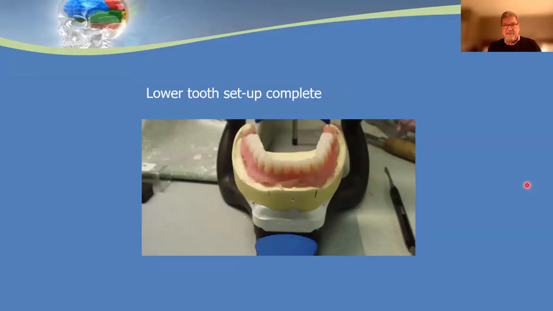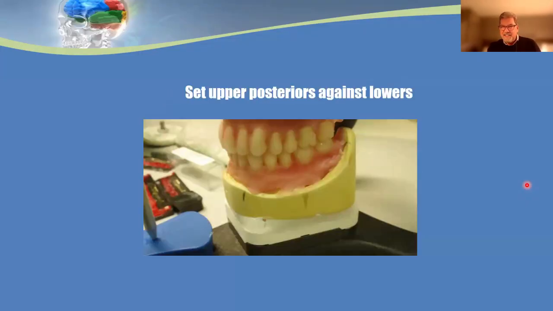There's my lower tooth setup here. Nice, beautiful setup here on a lower. These are Willie Geller denture teeth, and they're really anatomical teeth. Then I set my posterior teeth against the lowers. There's the final wax-up for try-in.